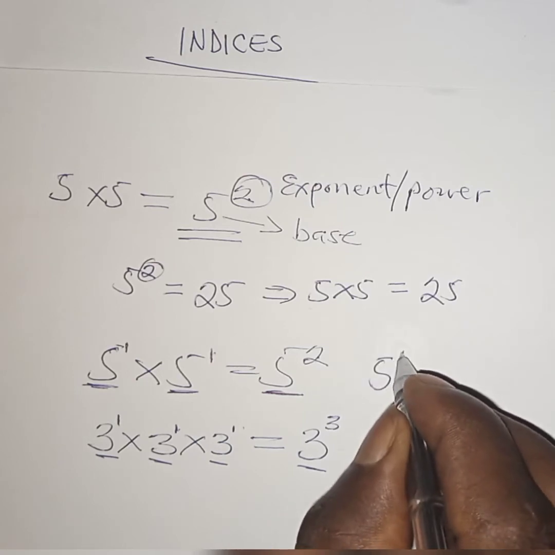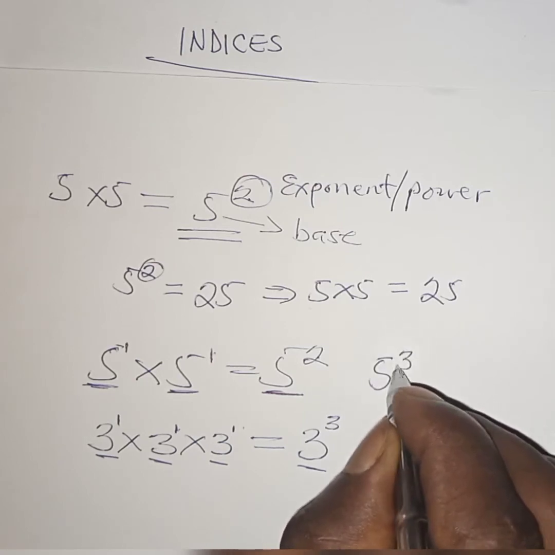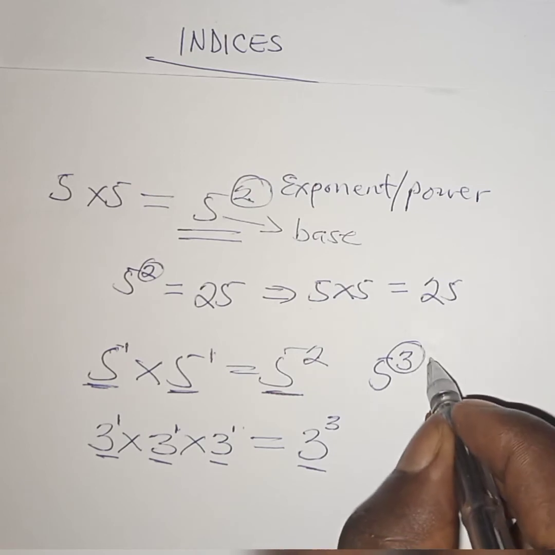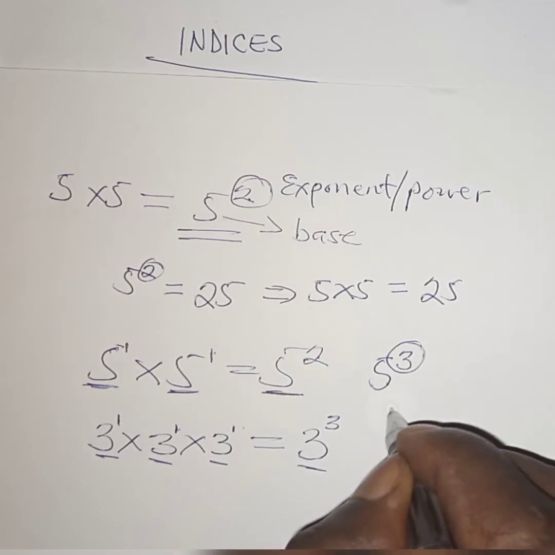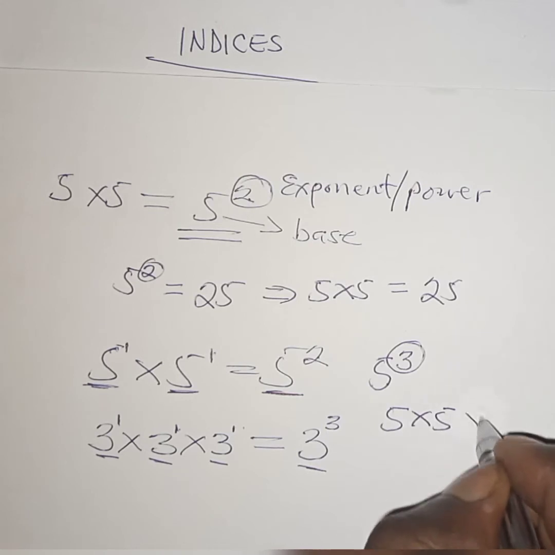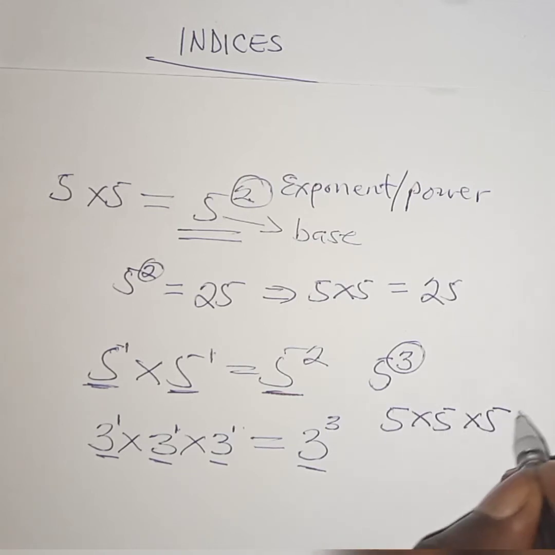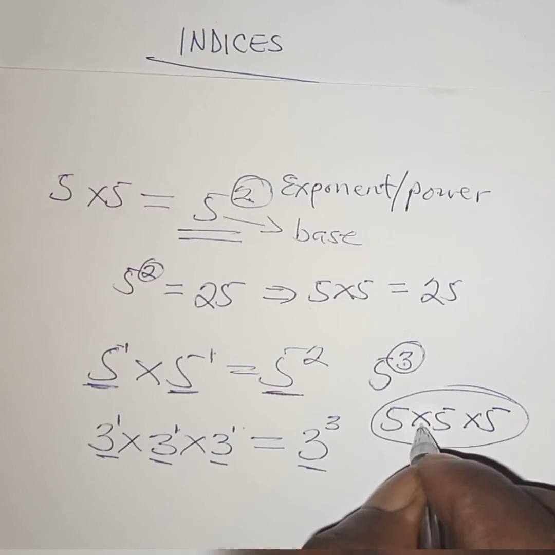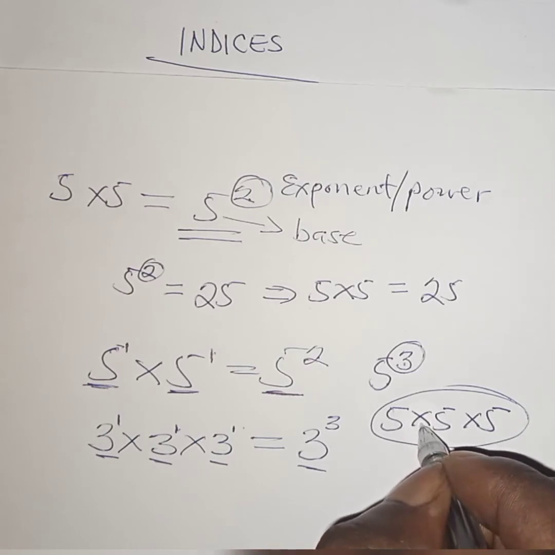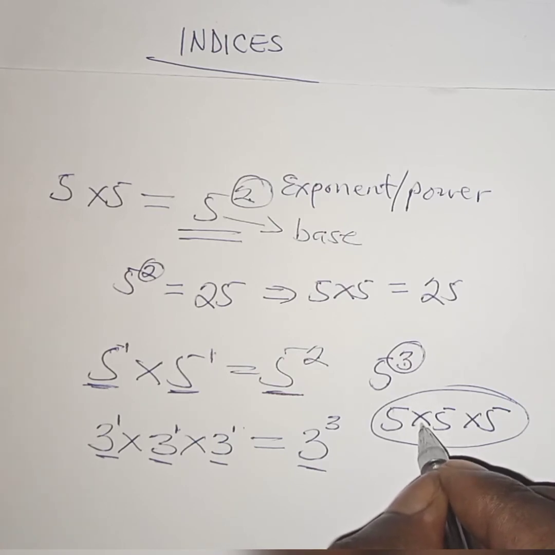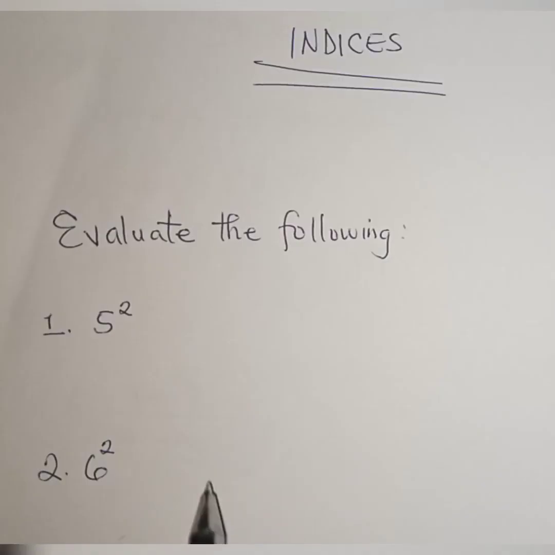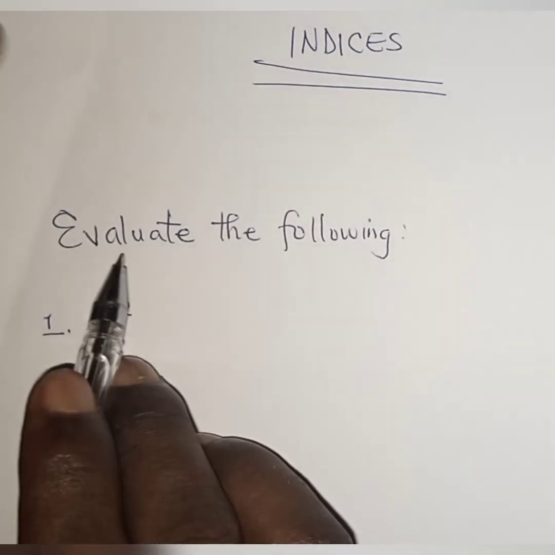If you put 3 here, the 3 dictates to 5 how many times it should be multiplied. That is 5 times 5 times 5. So let's get into our problems. From the explanation, we have a few problems. Let's solve them quickly. We say evaluate the following.